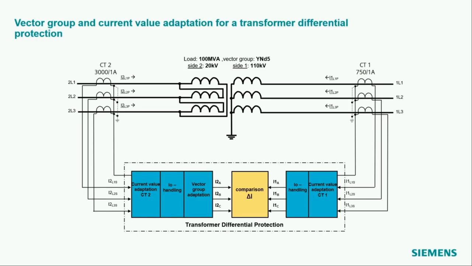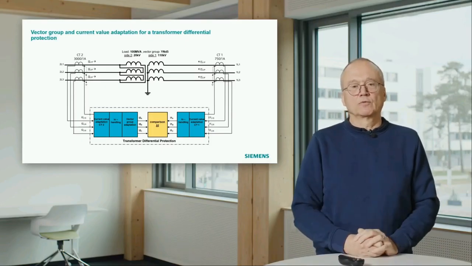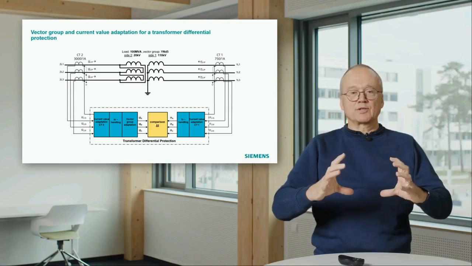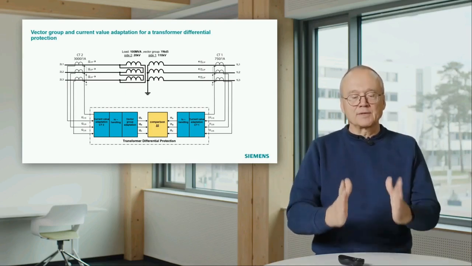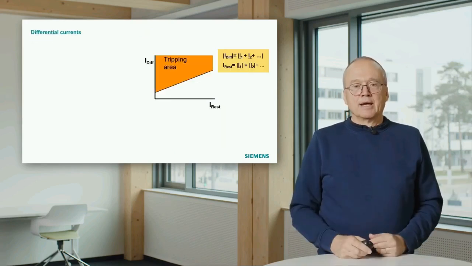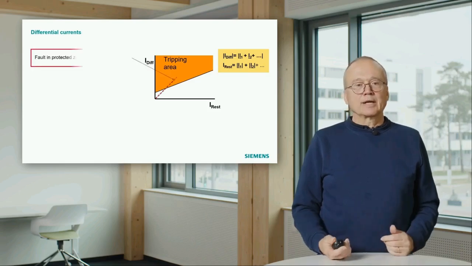And then we have to do the compensation of the vector group to eliminate this disturbing thing we just discussed on the last slide. And then we end up with transformed current values, and there we can apply the normal differential algorithm as we discussed it before, with differential current and restraint current and so on. That means we do a number of transformations, we end up with transformed currents, and there we can apply the normal differential principle. As shown here, calculate the differential current.